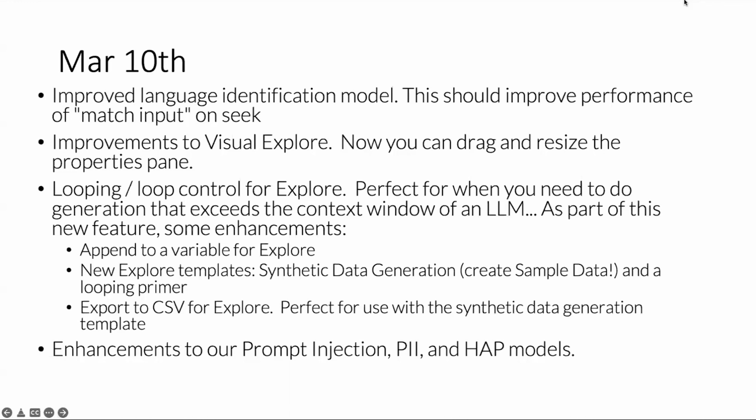So we've introduced looping so that you can generate much longer things than is possible with a single call to an LLM. So for data generation, for creating documents, and then soon to be for translating large documents, this looping is essential. We have a new output format for mAIstro that's export to CSV that fits well with the synthetic data generation. And then some of the base models that we use. So these are all NeuralSeek base models for prompt injection, PII, and HAP. Those all got improvements in the last month.